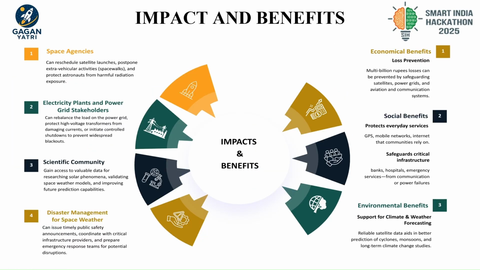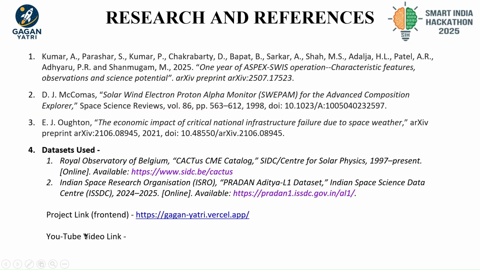It has 3 benefits: economical, social, and environmental. We are preventing multi-billion losses. We are also preventing blackouts by alerting 2 or 3 hours earlier. GPS, mobile networks, and the internet rely on us, and the satellites which predict cyclones, monsoon, and long-term climate changes are also served by us. Also, it has an impact on space agencies and electrical power plants, which can rebalance the load on the power grid, the scientific community, which can use our 3D model in our front end and our model, and also disaster management for space weather announcements and coordinating with infrastructure providers.